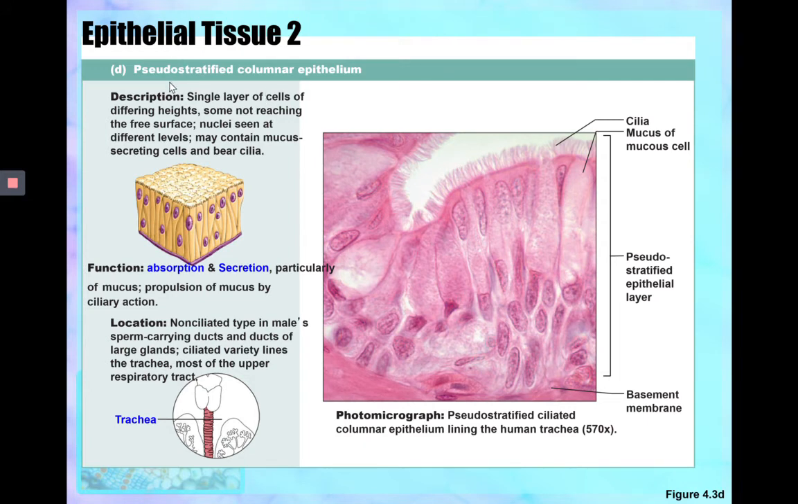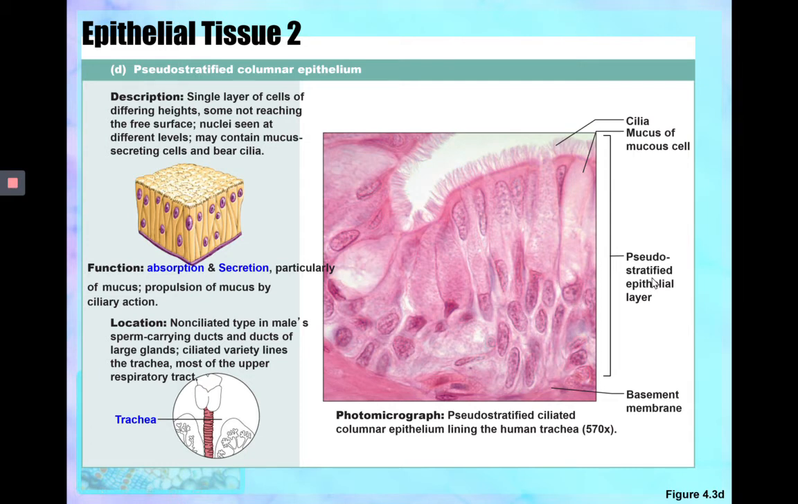Here is pseudostratified columnar epithelium. Sometimes it has a longer name, which is pseudostratified ciliated columnar epithelium, and in the photomicrograph we're looking at the ciliated type. Up here is the free surface, the apical layer. Down here is the basal layer, attached to the basement membrane, made up again of those two layers, basal lamina and reticular lamina.